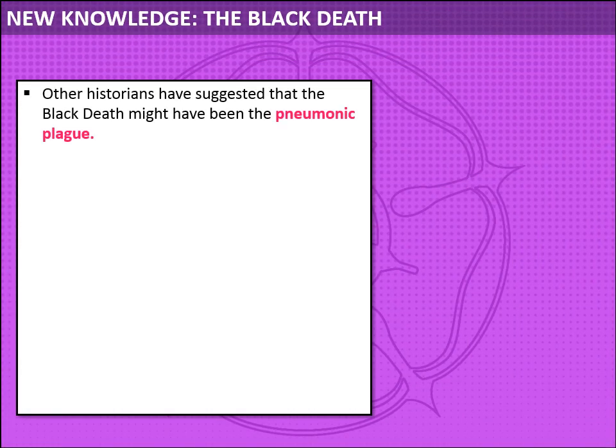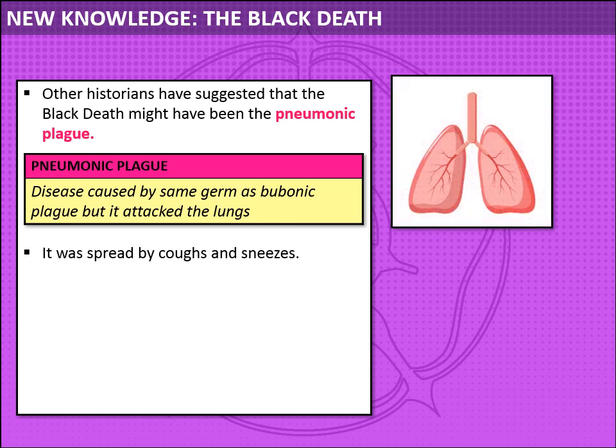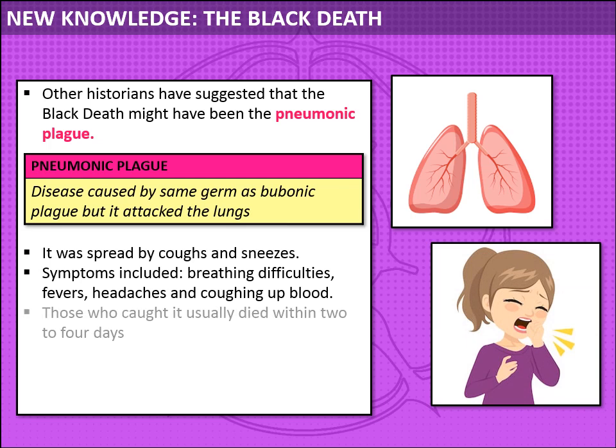Other historians have suggested that the Black Death might have been the pneumonic plague. The pneumonic plague was a disease caused by the same germ as the bubonic plague, but it attacked the lungs. It was spread by coughs and sneezes. Symptoms included breathing difficulties, fevers, headaches, and coughing up blood. Those who caught it usually died within 2 to 4 days, with a survival rate of 0%. If a person caught a pneumonic plague, they did not survive. This made the Black Death very frightening for medieval people.